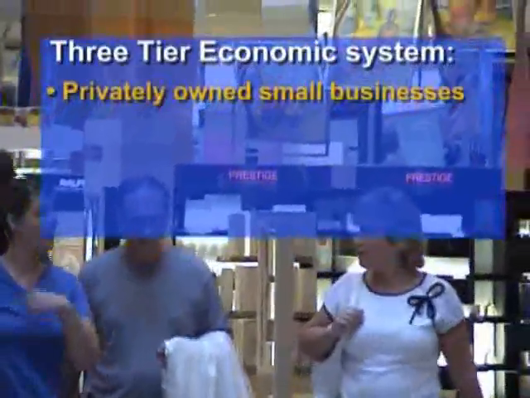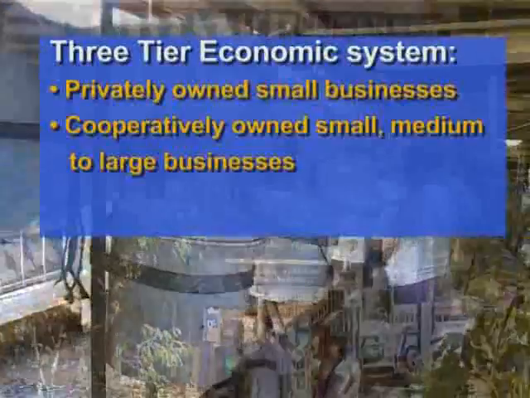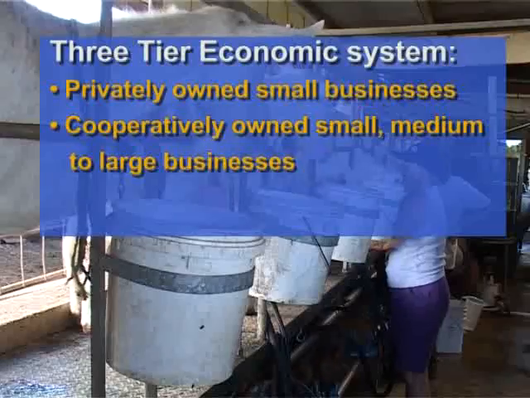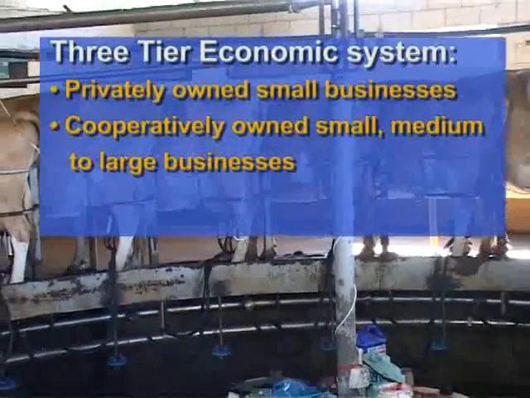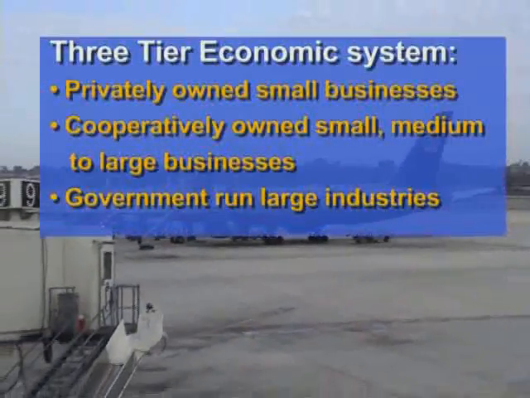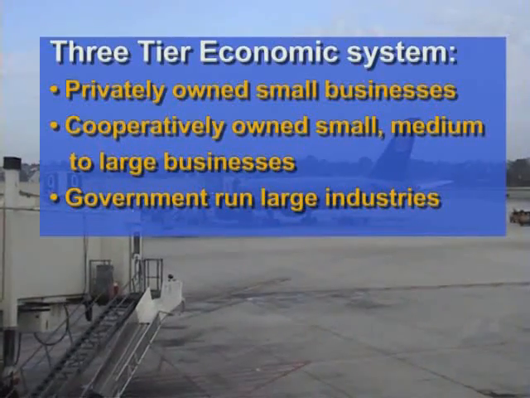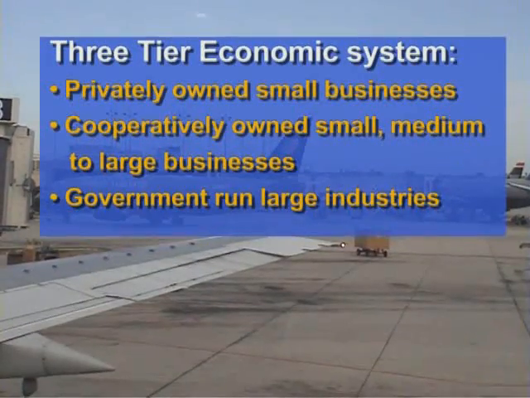Prout divides the industrial system into three categories: privately owned small businesses, medium to large scale businesses, which are run by cooperatives, and very large industries, which are concerned with key functions of the economy and are owned and run by the most local government possible.